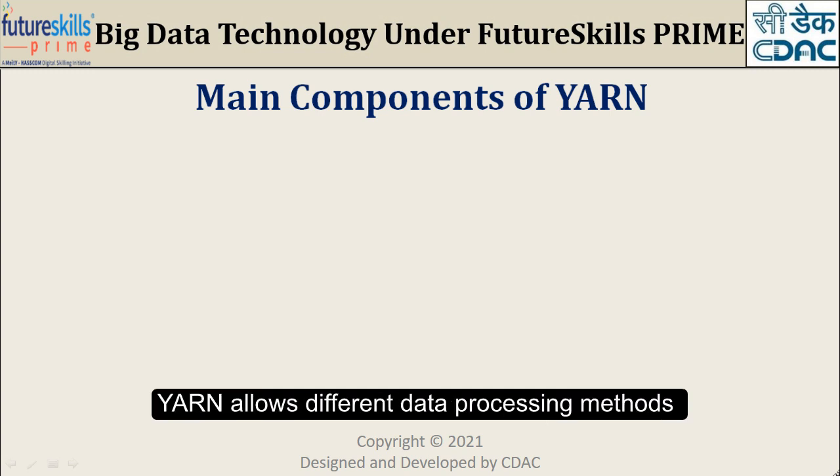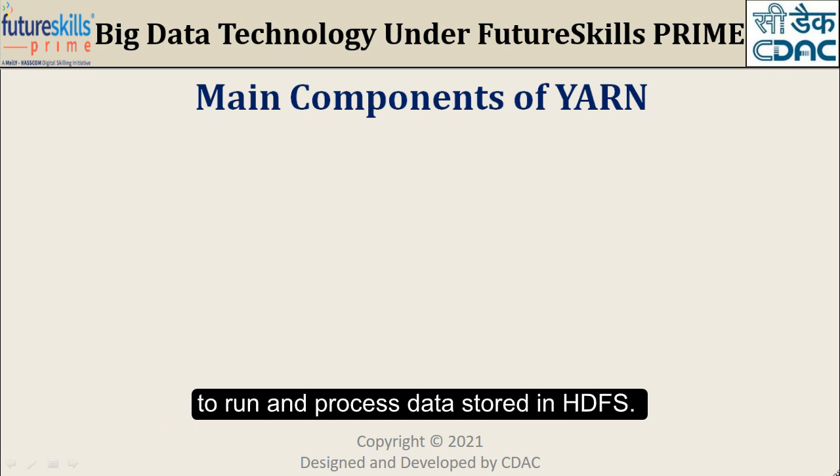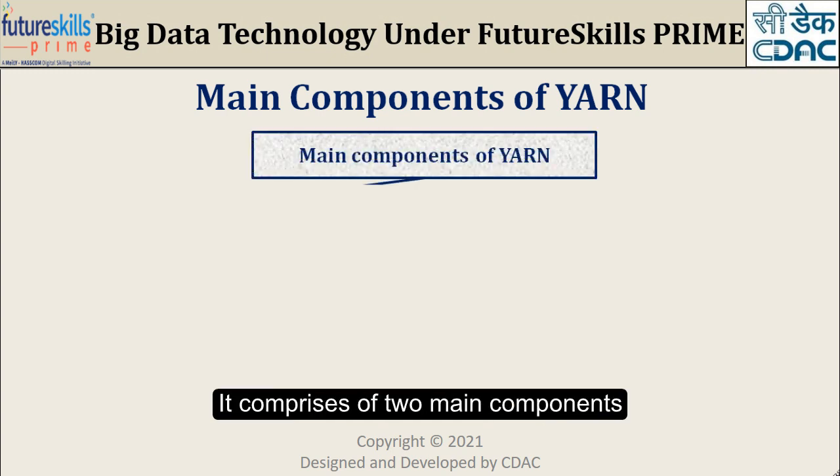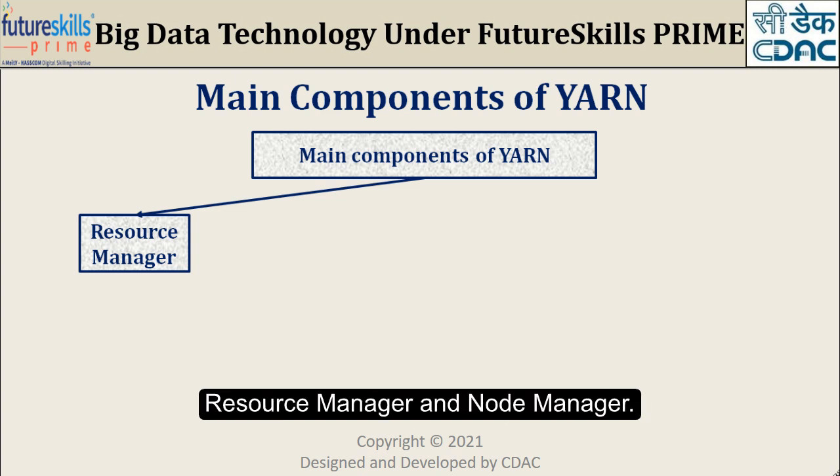Yarn allows different data processing methods like graph processing, interactive processing, stream processing, as well as batch processing to run and process data stored in HDFS. Therefore, Yarn opens up Hadoop to other types of distributed applications beyond MapReduce. It comprises two main components, Resource Manager and Node Manager.